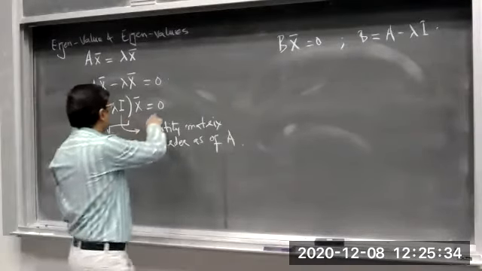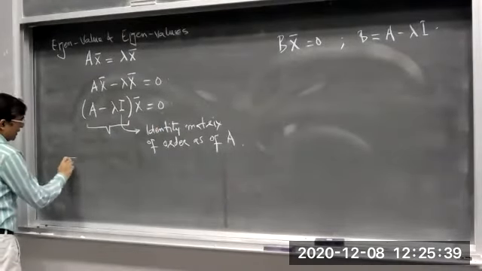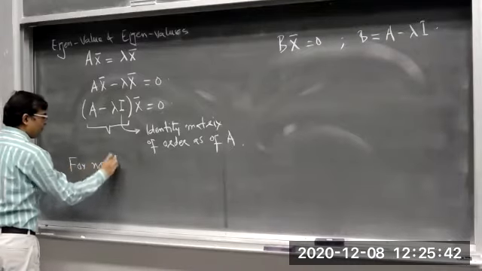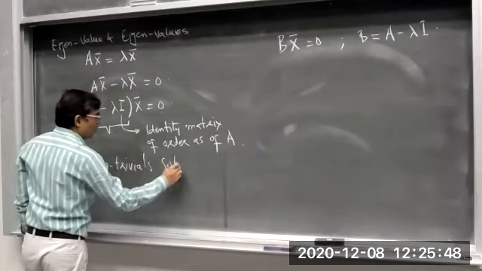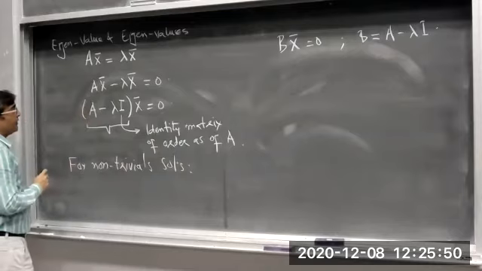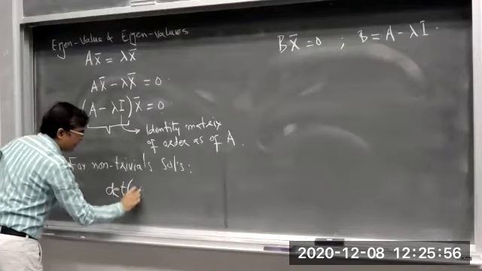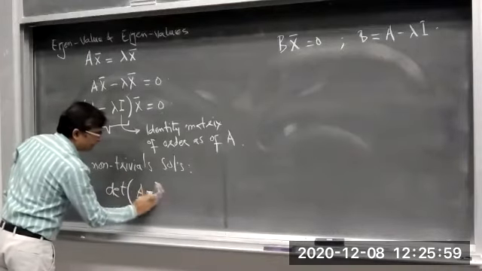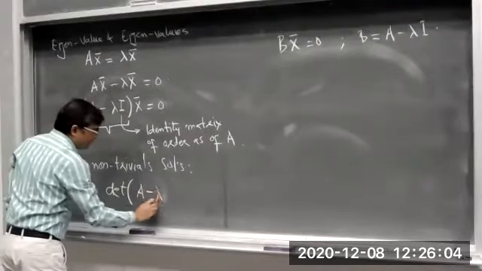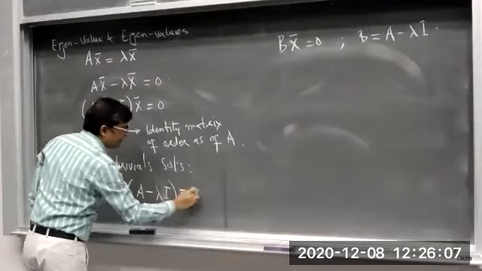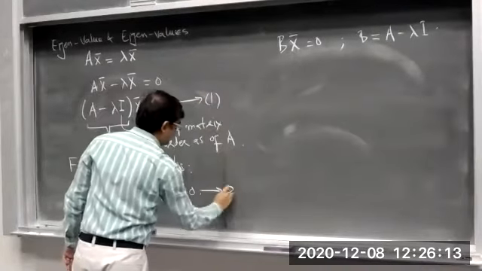Now, if this is a homogeneous linear system, then for non-trivial solutions, this coefficient matrix should have determinant equal to 0. Otherwise, we cannot have non-trivial solutions. I hope you know this from linear algebra. So the determinant of A minus lambda times I is equal to 0. Now, we have two equations. One is this, and the second is this.